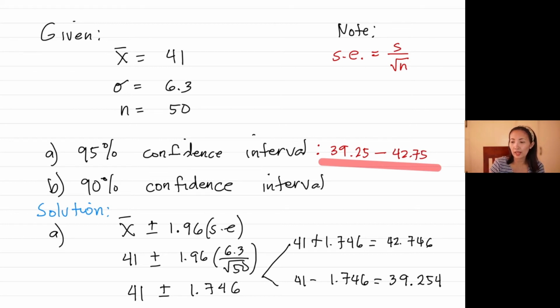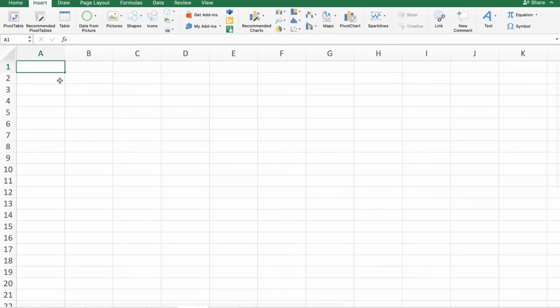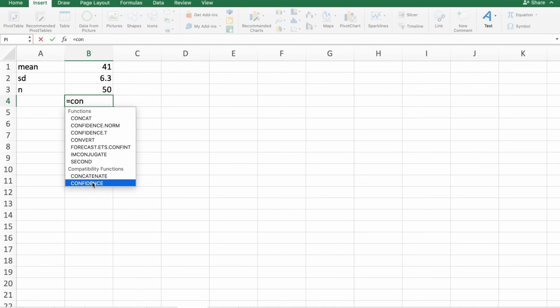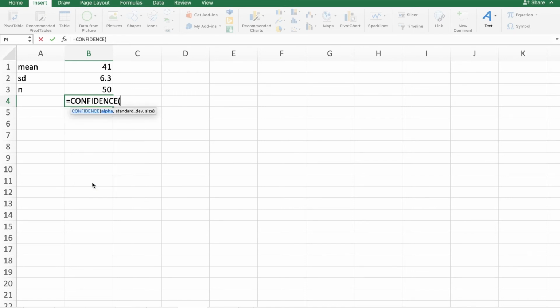Now, we can use Excel also to solve for the confidence interval. Let me show you how to make use of Excel. So, let's identify all the given. Our mean in the problem is 41. Our standard deviation, SD, is 6.3. And N, the number of observations, is 50. Confidence, just type in confidence and you'll find this. Choose the last one, confidence, and then it will require alpha. Alpha is 1 minus 95%.